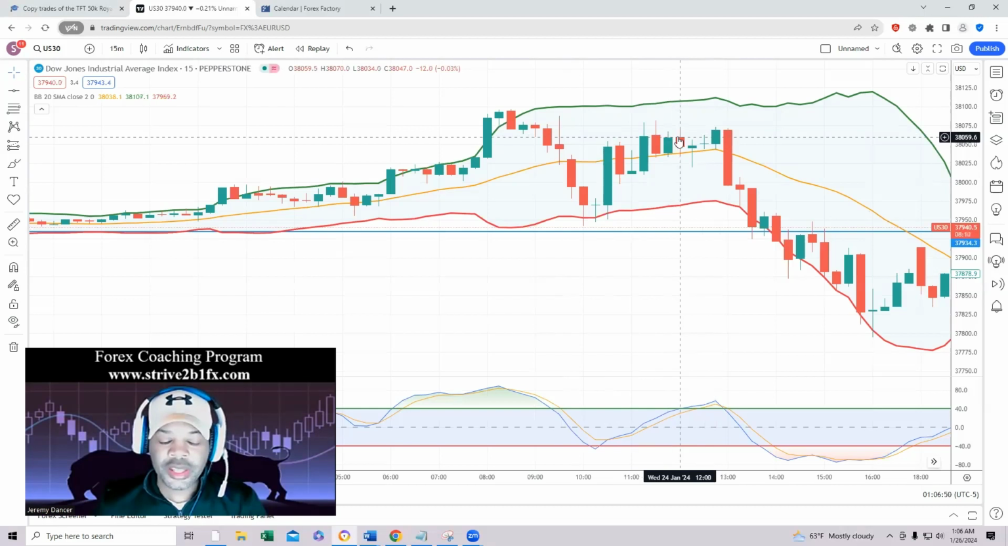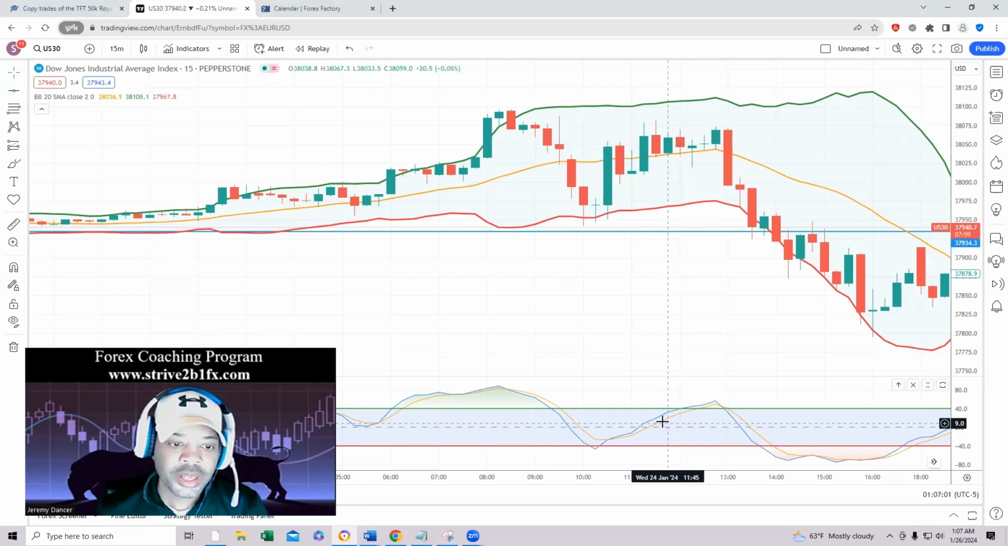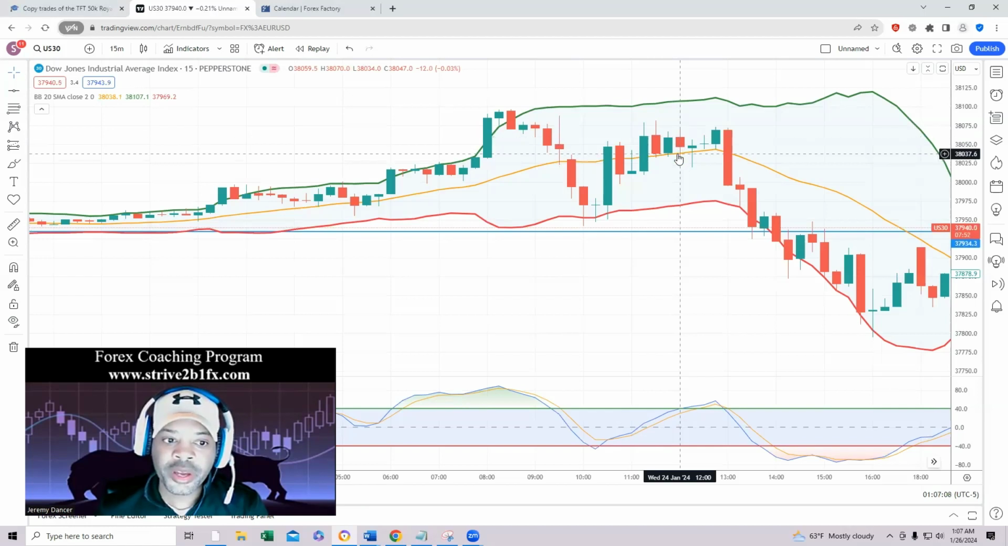So as I mentioned earlier, technically you could have placed a sell here, but the problem with that is if you look at the stochastic, it is still showing some bullish momentum. Also, the candles are above the middle band. So it looks like there's still some bullish momentum going on. So 12 o'clock is still a little too early to place your trade. 12:15 is still a little too early.